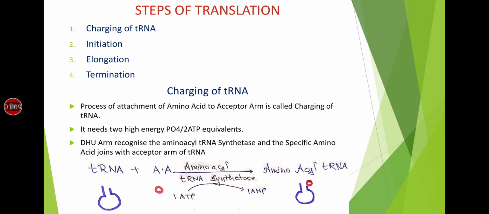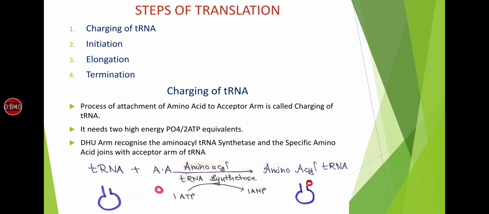There are basically four major steps in translation. First is the charging of tRNA, second is initiation, third is elongation, and fourth is termination. So, talking about charging of tRNA. We know that a tRNA has an acceptor arm and this acceptor arm binds with a particular amino acid. So this process of attachment of amino acid to the acceptor arm of tRNA is called charging of tRNA.